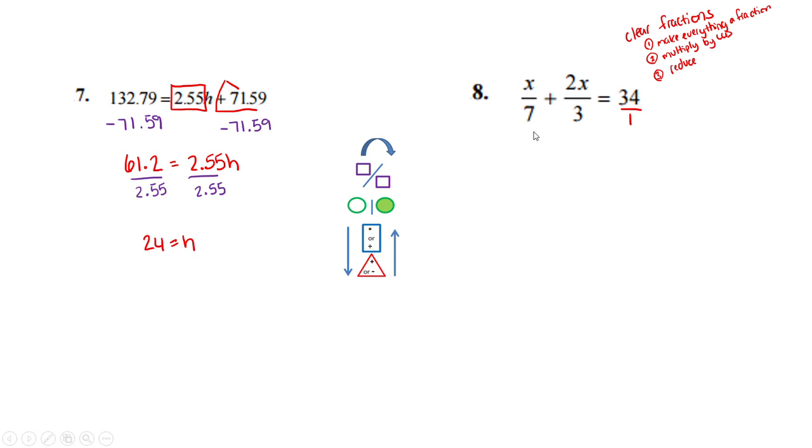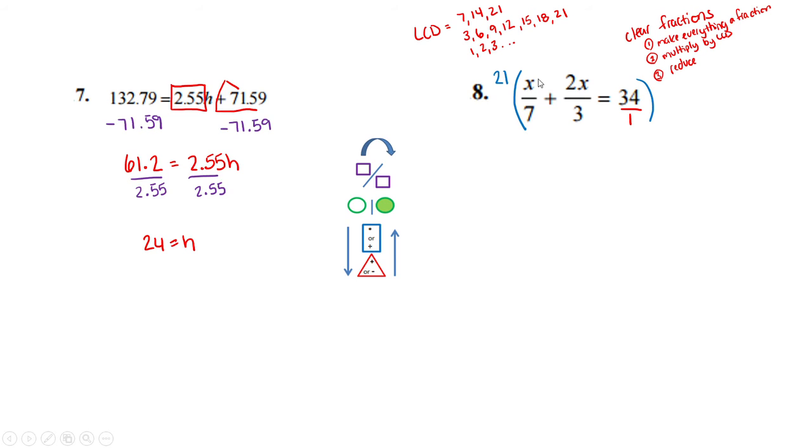So think about 7. 7 times 1 is 7. 7 times 2 is 14. 7 times 3 is 21. Now we also have 1 to worry about, but 1 times anything is going to be our answer. So if you just look at 3 and 7, our LCD, the lowest number that they have in common, is 21. So we would multiply everything times 21.